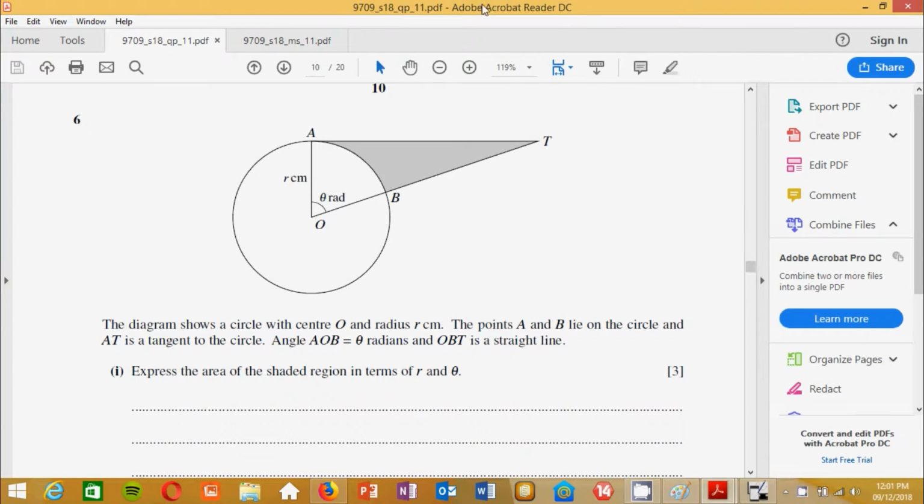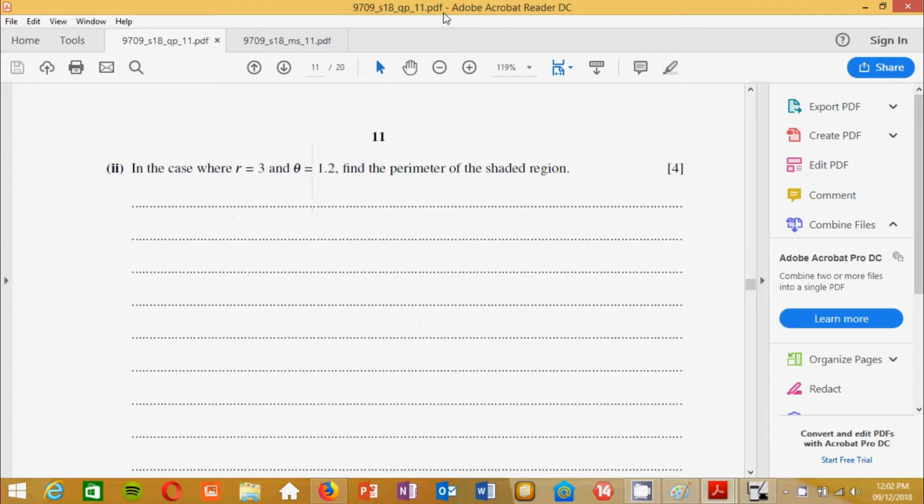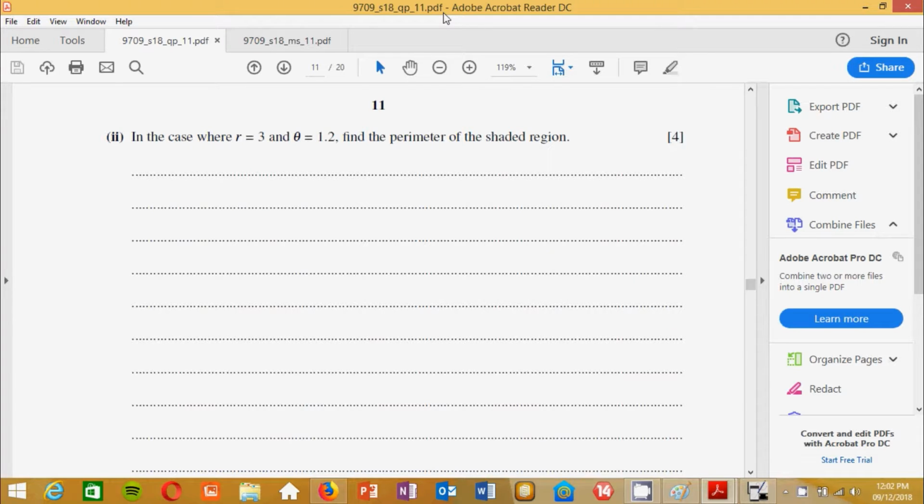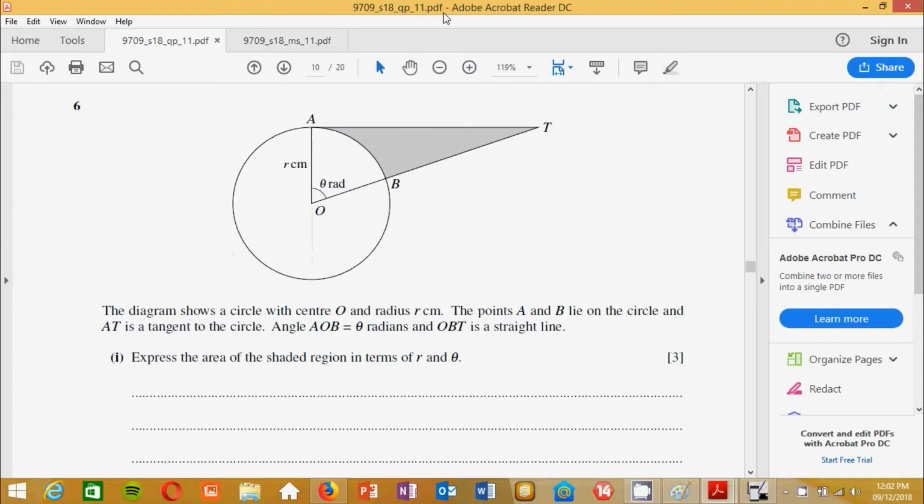So this example is from a Cambridge A-level mathematics past paper, May-June 2018, question paper 11, and we're going to be looking at question 6 part 1 in this video, and in the next video we're going to be looking at part 2. So let's look at the question.